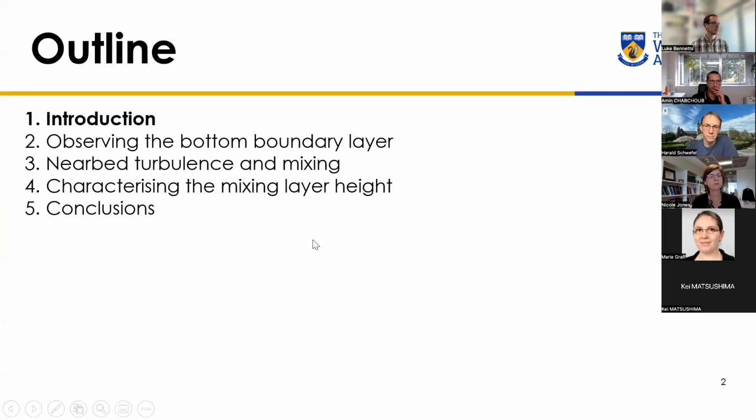So what I'm going to talk about today is go through two types of different observations we have. Some are from the ocean and the other lot are from simulations. So I'm going to talk you through these types of observations that we have. Then we're going to look at the near-bed turbulence and mixing processes that we've observed. And then we'll look at how we can characterise this more generally into a mixing layer height. And finally, some conclusions.